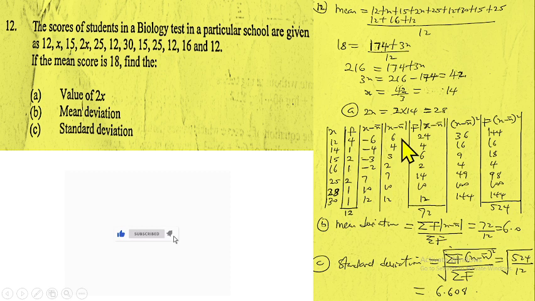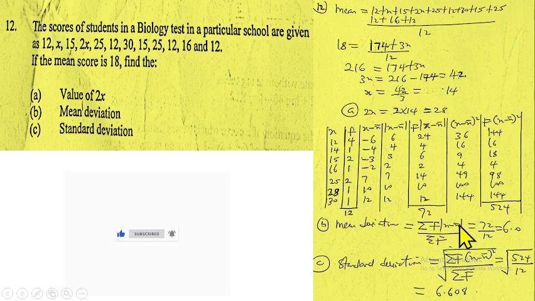So you have 4 times 6 will give us 24. 1 times 4 gives us 4. 2 times 3 will give us 6. 1 times 2 will give us 2. 2 times 7 will give us 14. 1 times 10 gives us 10. 1 times 12 gives us 12.